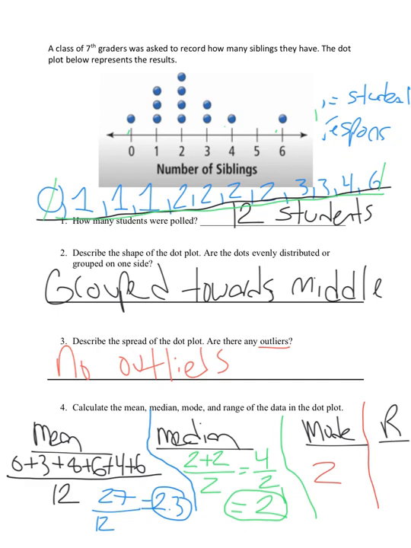Last but not least, we're going to find the range. And to find the range, remember it's the largest minus smallest value. So what's our largest value? It's 6. What's our smallest value? It's 0. 6 minus 0 would give us a range of 6. So our range would be 6. And once again, we're looking at what's the largest value, what's the smallest value. We can use our dot plot to find the range as well. So that's using a dot plot to interpret and define mean, median, mode, and range.